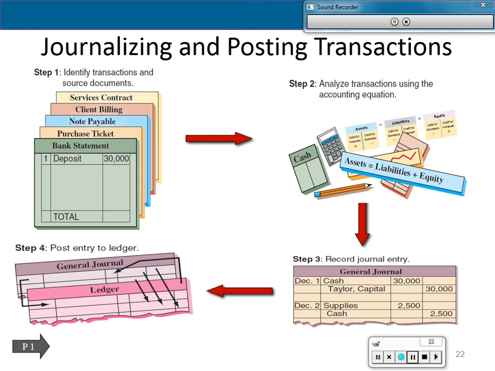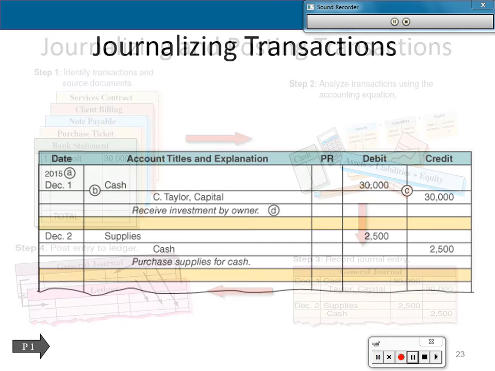Here's where it counts. Step one is to do what? Identify. And what's the A word? Analyze. Then you bring it over here and you post it according to the accounting equation. You take those transactions and you post them to the general journal, then to the ledger. Okay? Now, how does it actually look?